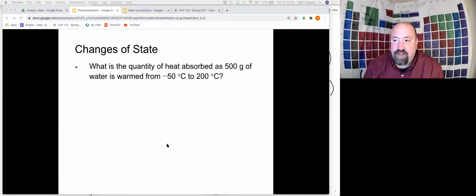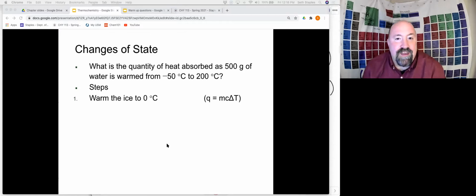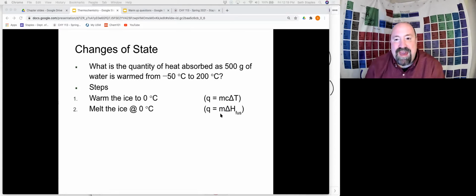And so let's look again at the steps that we would actually use for this. To warm the ice, in this question, we're looking at the heat involved to take 500 grams of water from -50 to 200. At -50, we're at a solid phase where we've got ice, and we need to warm that up to the melting point, to 0 degrees. So we're going to use our old friend, Q equals MC delta T. Now to actually melt that ice, we're going to use Q equals our mass times the heat of fusion, times that 333.